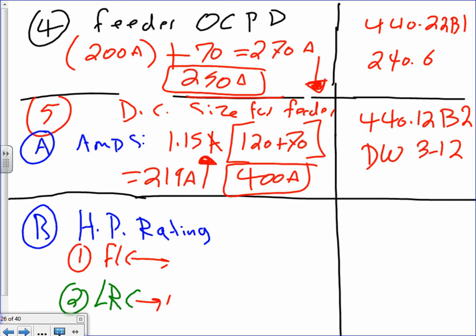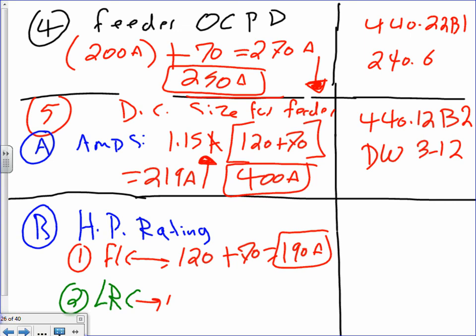Promise. Full load amp. Now remember, we're sizing the disconnect horsepower-wise. Here's what you need to do. You need to size it based on full load amp. So very simple steps. You need to take the 120, add the 70 to it, and that will get you 190 amps. We need to find the horsepower, okay?